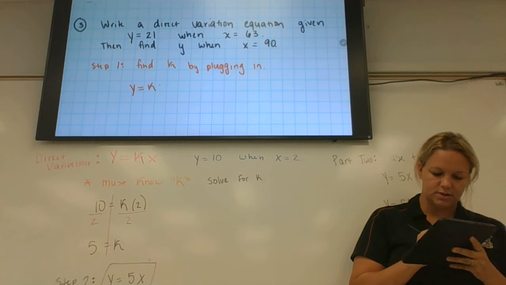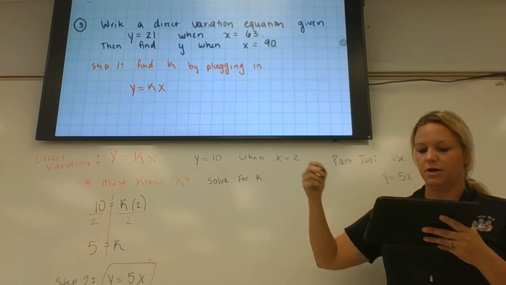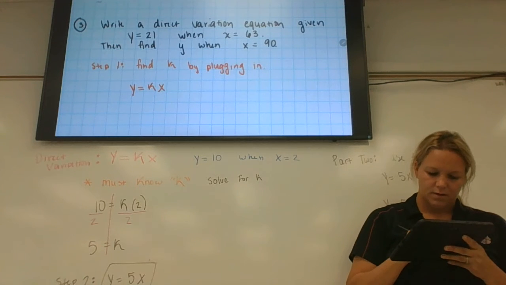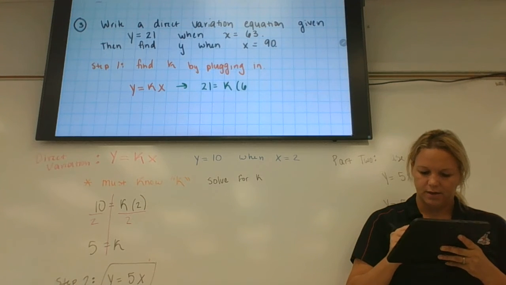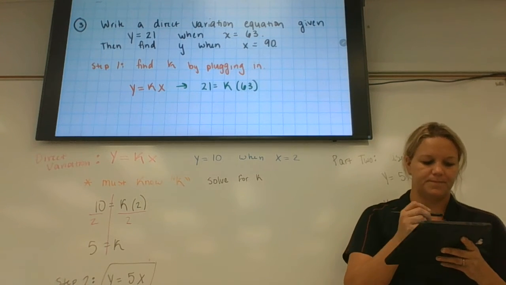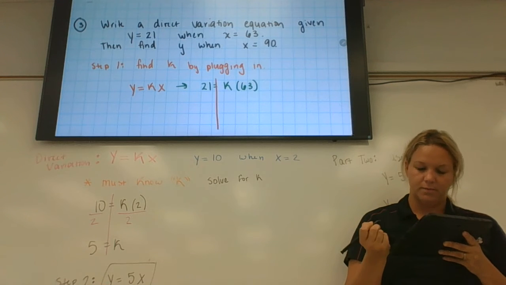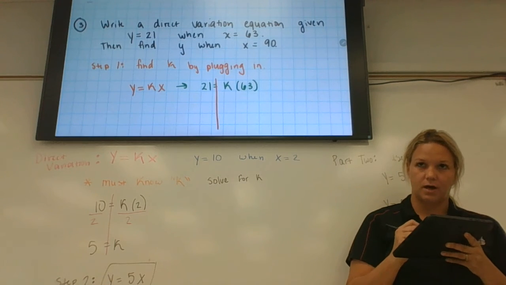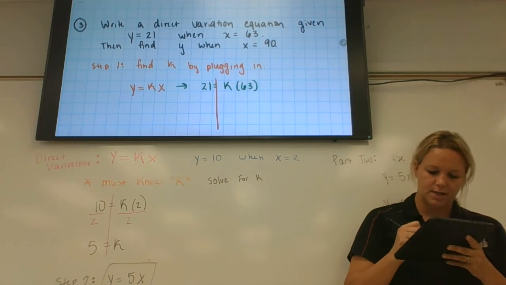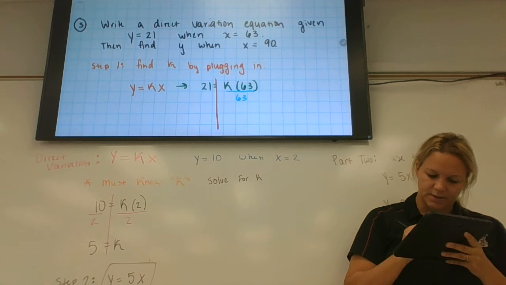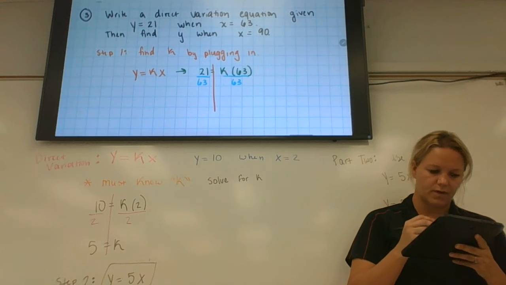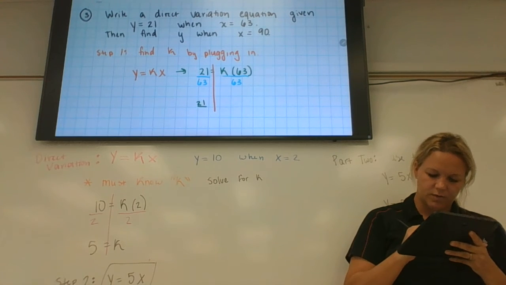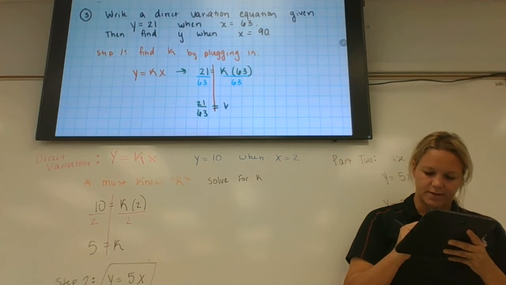So I know it says direct variation, so I'm thinking of this model. So I'll put a 21 in here and a 63 in. Put in my line. Opposite of multiply is divide. Divide both sides by 63. And I get 21 over 63 is K.